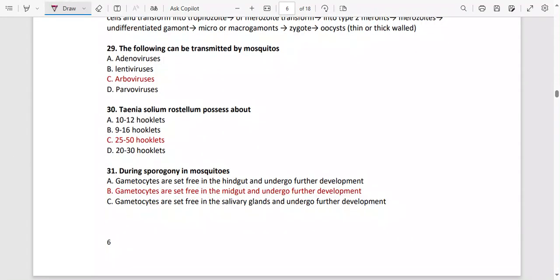The following can be transmitted by mosquitoes. Mosquitoes, I wonder why these questions about virology were in the parasitology test. That's why. So mosquitoes, these guys are arthropods. And for viruses, you have got those viruses which are spread by arthropods. We call them arboviruses. Viruses like chikungunya, dengue, West Nile, right? Those are arboviruses. They are spread by arthropods like mosquito.